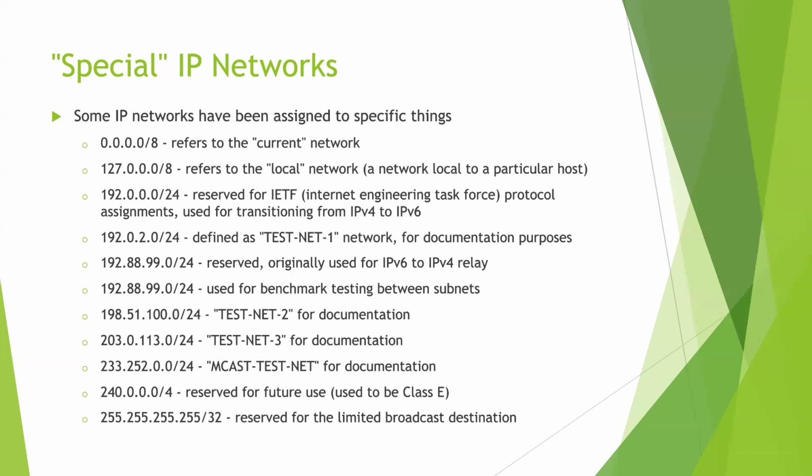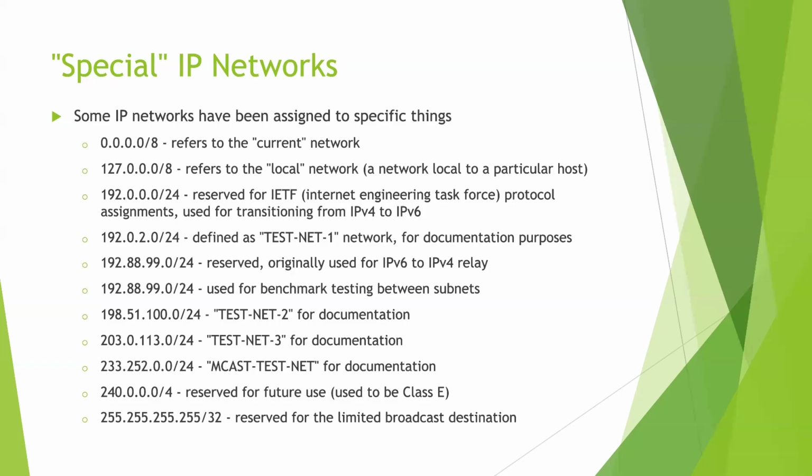192.88.99.0/24 was reserved. It was originally used for IPv6 to IPv4 relay. Remember, the 192.0.0.0 was used for transitioning from IPv4 to v6. This is for v6 to v4 mapping. And then 192.88.99.0, that's the same address. I don't know. That probably shouldn't be the same address. It's used for benchmark testing between subnets. One of those is wrong. So just pretend those aren't there.